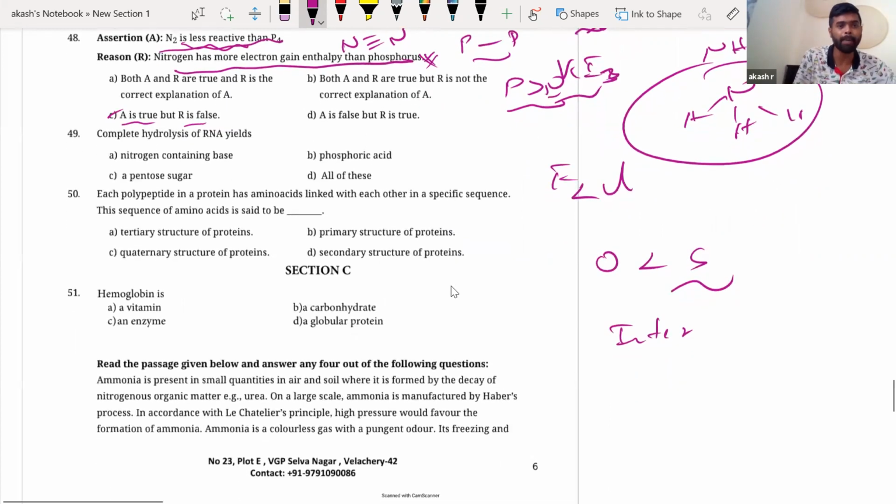Okay, next. Complete hydrolysis of RNA. Complete hydrolysis of RNA will yield what?